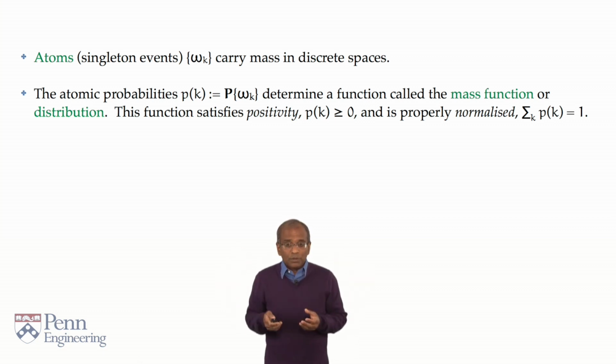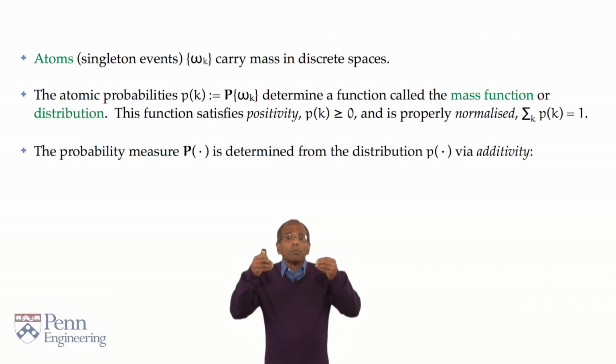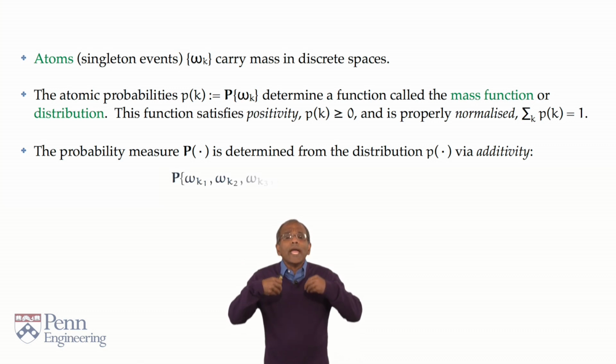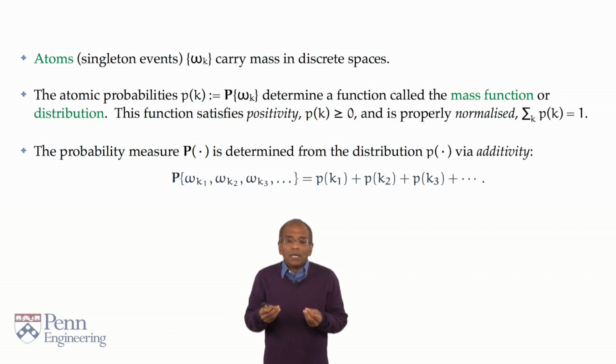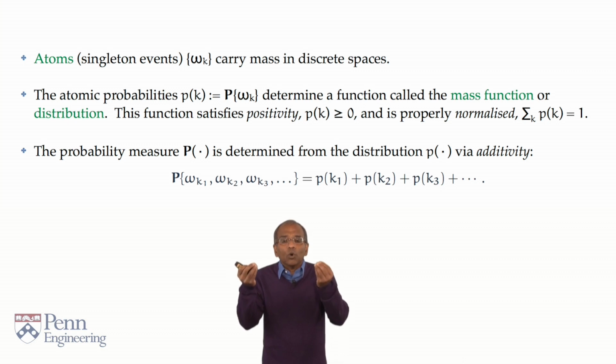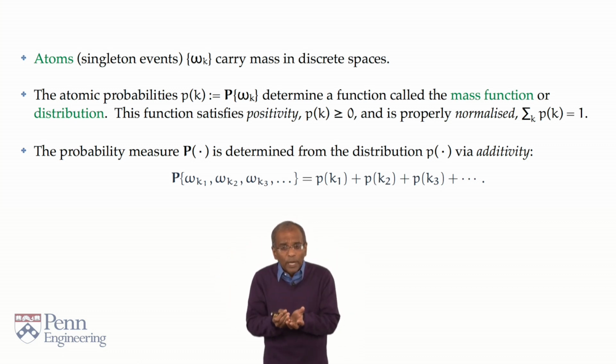Given such a mass function, how do we go about constructing probabilities? Well, very simply, the probability measure allocates to any particular subset, any particular event in the sample space, a probability obtained by summing the atomic probabilities corresponding to that event. The whole is manifestly the sum of its distinguished parts. Very simple, very clean. At this point, it becomes clear that in a discrete space, the experiment can be captured in a very, very, very simple way. Right?